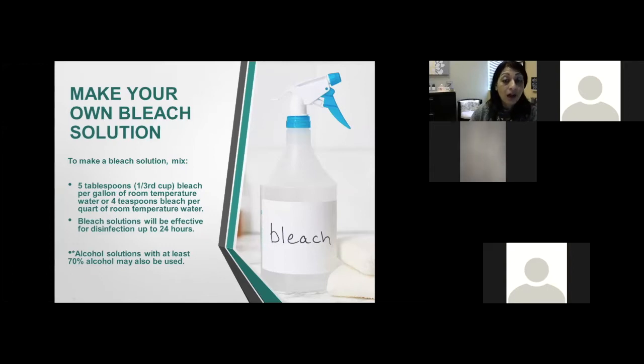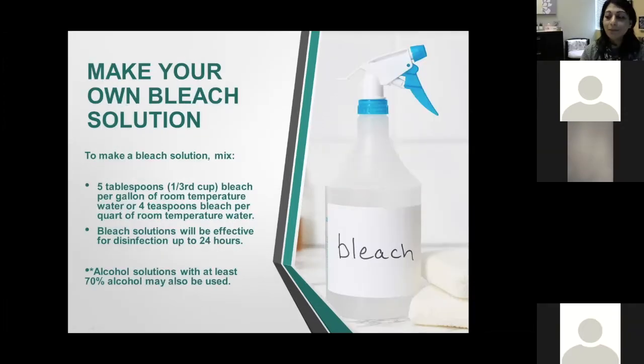There are a lot of different cleaners out there that help us to disinfect. But again, in this pandemic, it has been difficult to get a hold of these things, right? So we are able to make our own solutions using bleach, which is readily available almost every store I've gone to. And the way to make this solution is to take 5 tablespoons or 1/3 of a cup of bleach into 1 gallon of room temperature water, or you can do 4 teaspoons of bleach per quart of room temperature water. And this makes a nice little bleach disinfectant that you can use in a spray.